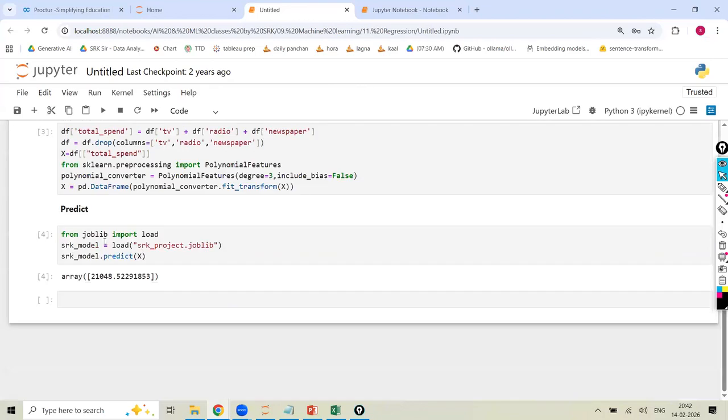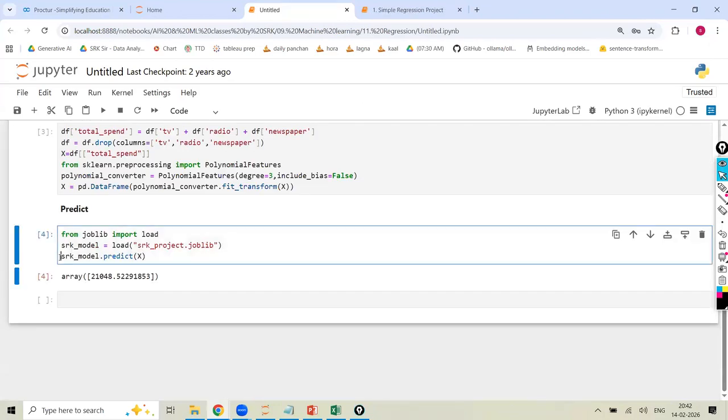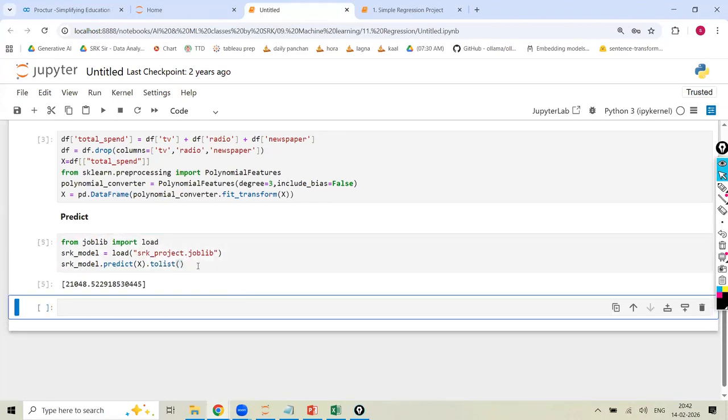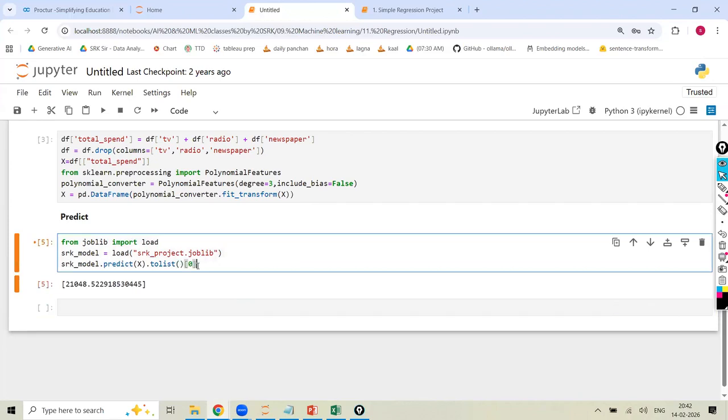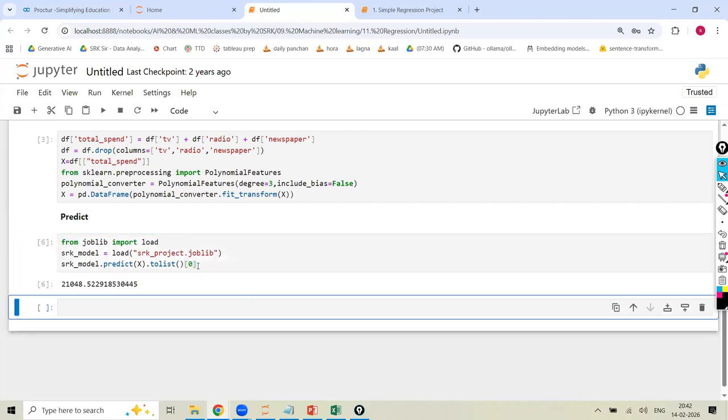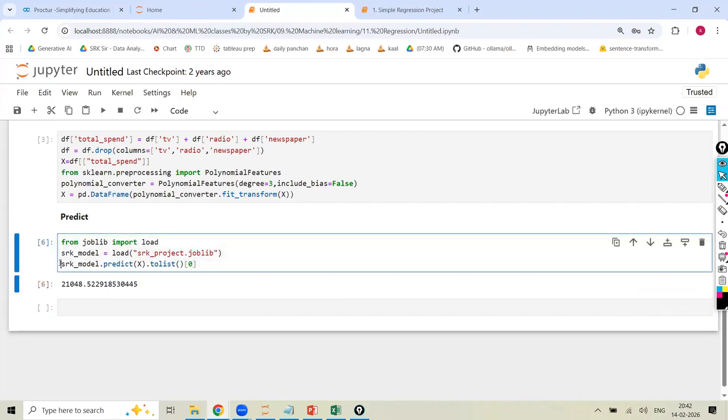So what I'm going to do is, whatever the SRK model has predicted, I'm going to convert it to a list. The output is an array only, right? How to convert array to list? Use tolist. In that, how to extract the single value? Index number 0. Okay, now this is my predicted value.